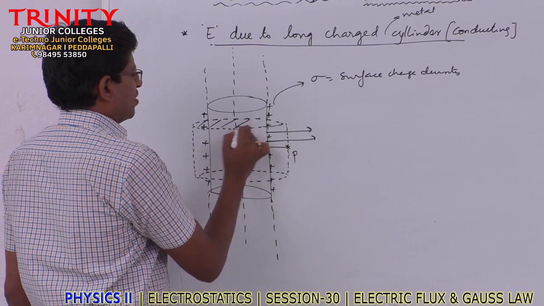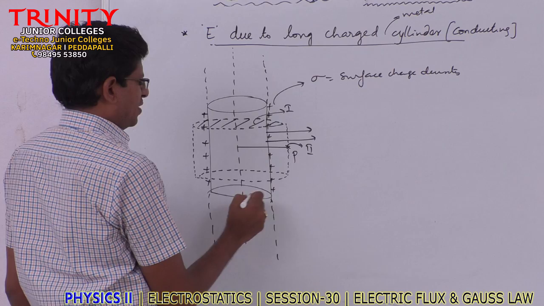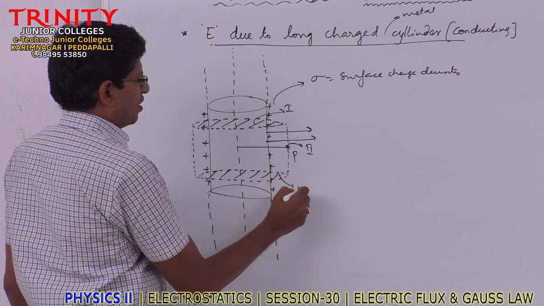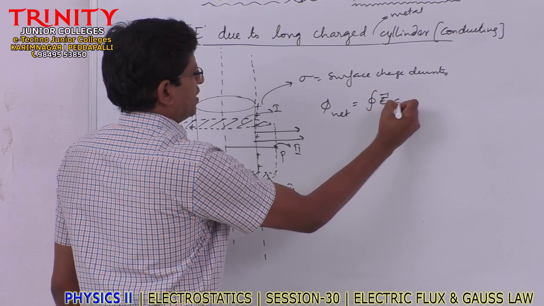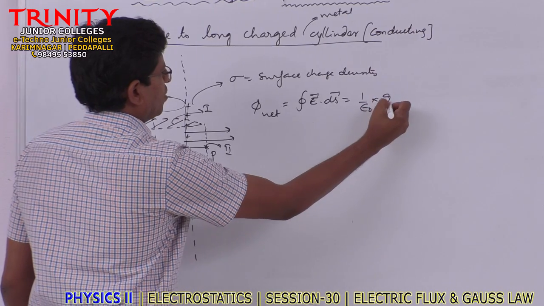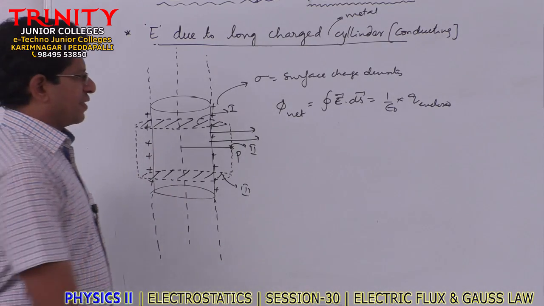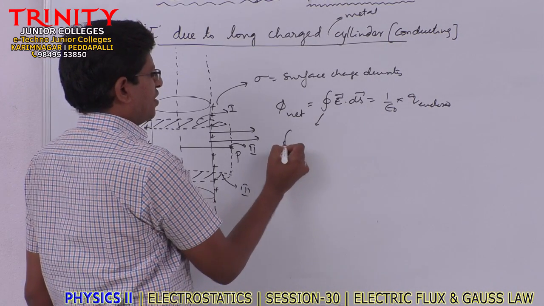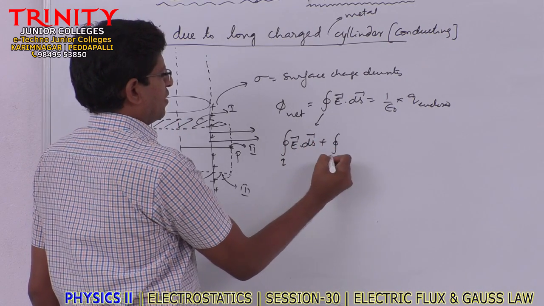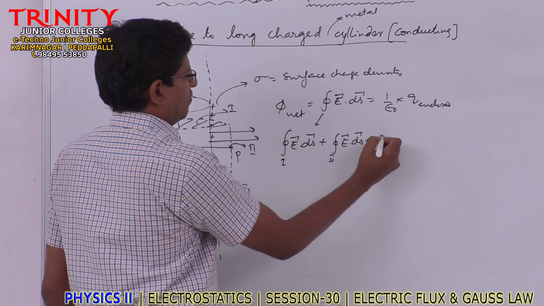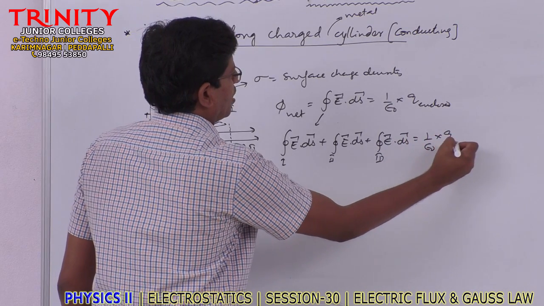So, there are three surfaces here. This is one surface, the curved surface is the second surface, and the other cap here is the third surface. The net flux you can write is the integral of E dot ds equals 1 by epsilon naught into the charge enclosed by the Gaussian surface, in this case the cylindrical surface. This integration is performed in 3 steps: on the first surface, on the second surface, and on the third surface. We do not always take all this, but for understanding it is required.